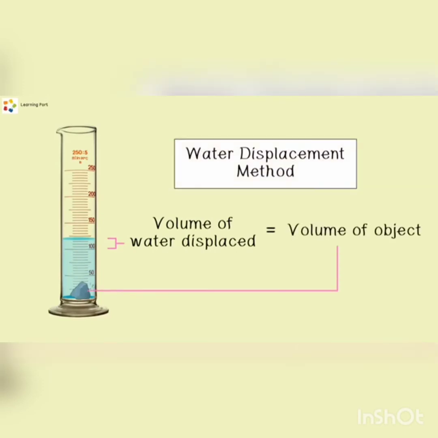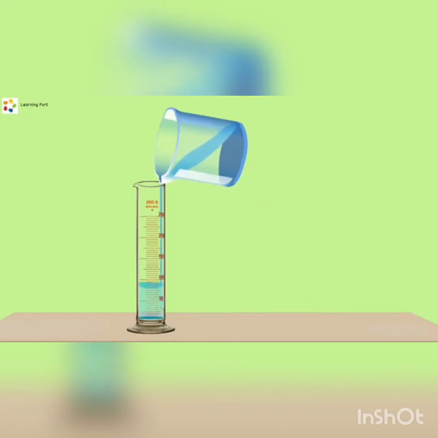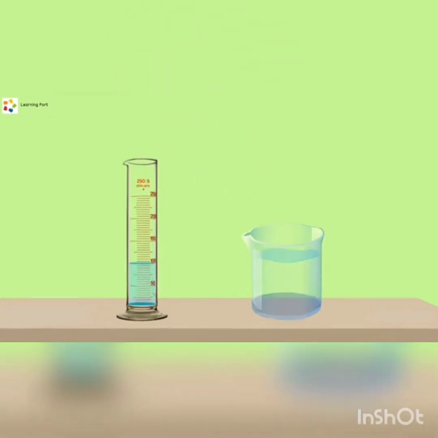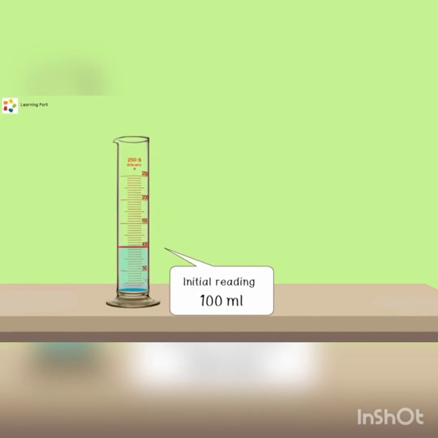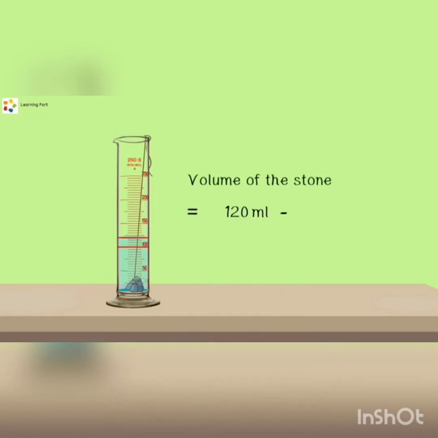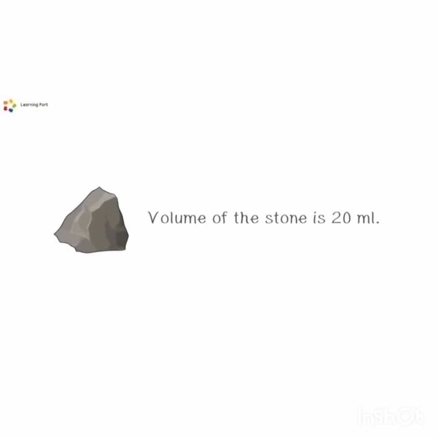Fill a measuring cylinder with some water, then record the initial water level. Next, lower the irregular-shaped object slowly into the measuring cylinder. Record the final water level in the measuring cylinder. The difference between the final water level and the initial water level is the volume of the stone. That is 20 centimeter cube. How? 20 ml. 1 ml is equal to 1 centimeter cube. Okay, children? That is the volume.